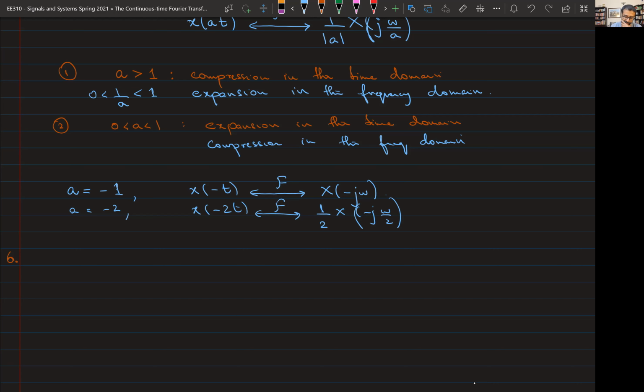Okay, so this property is, let me, I'm not sure if this is in the book or not, so I just want to touch upon this. Differentiation in the frequency domain.